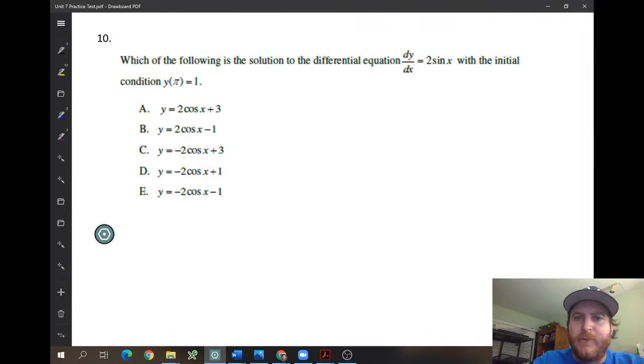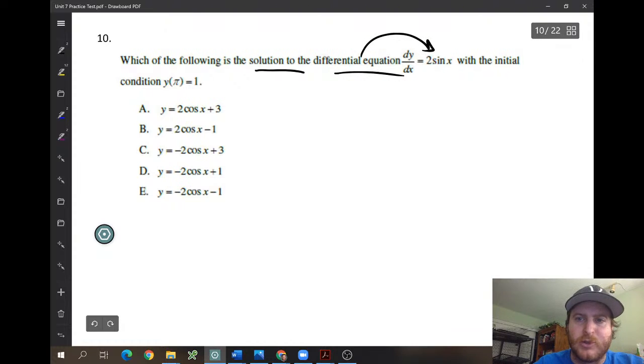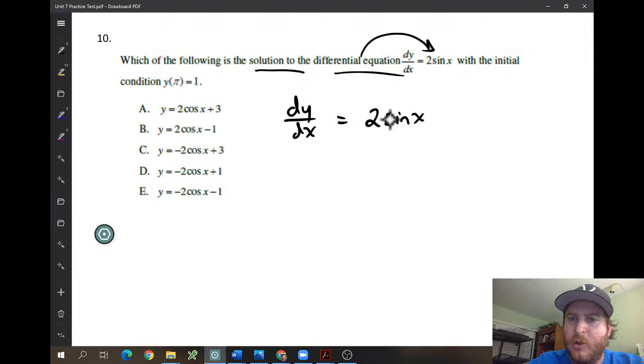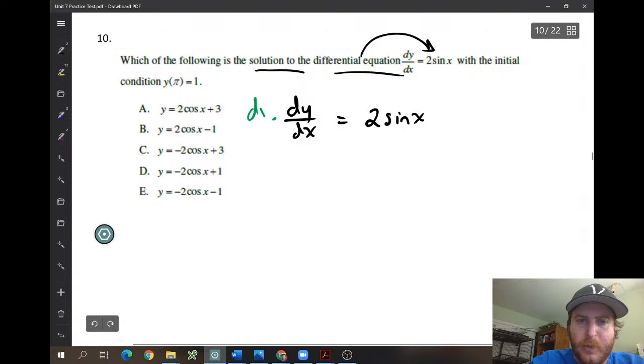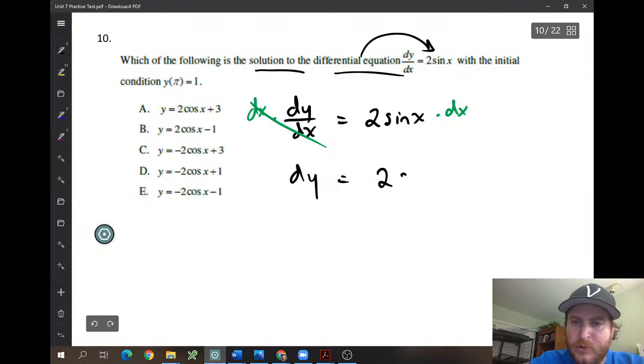Next, we see which of the following is the solution to the differential equation dy/dx equals 2 sine of x. So dy/dx equals 2 sine of x. This one's a little bit easier because there's no y. There's only an x. So I just need to multiply times dx to both sides. Those cancel, and we get dy equals 2 sine of x dx. Then we'll take the integral of both sides.